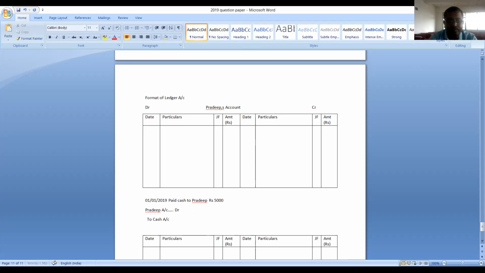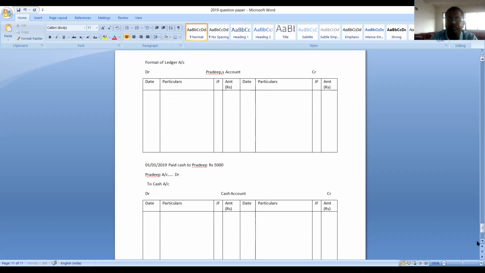So here, first we should write the abbreviation of debit on the left hand side, right? And in the middle, we should write the name of the account. That is which account? It is a cash account. Now on the right hand side, you should write the abbreviation of credit.